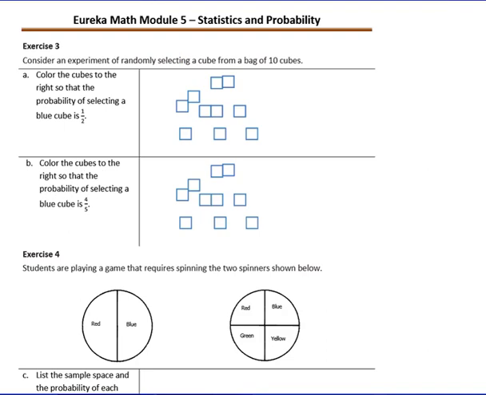Exercise 3. Consider an experiment of randomly selecting a cube from a bag of 10 cubes. Color the cubes on the right so that the probability of selecting a blue cube is 1/2. Question B. Color the cubes on the right so that the probability of selecting a blue cube is 4/5. If you have colors, go ahead and use your blue. If you do not have any colors, you can use a capital B for blue in the box. Pause the video and complete A and B.